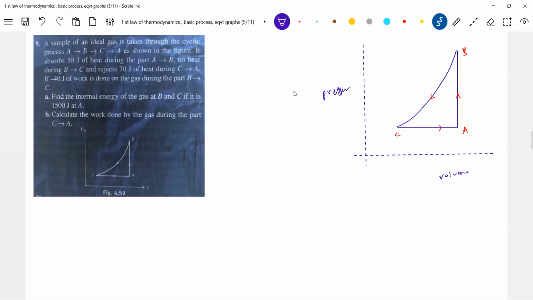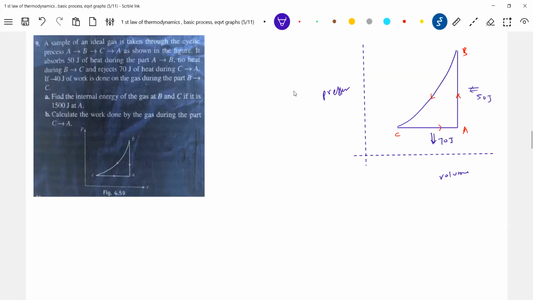It absorbs 50 joules of heat during part AB. Absorbs means what you're going to write? It will absorb 50 joules in the part AB. Okay, write it nearby. 50 joules, it will absorb. Then it rejects no heat during BC. No heat here. And 70 joules of heat during CA.